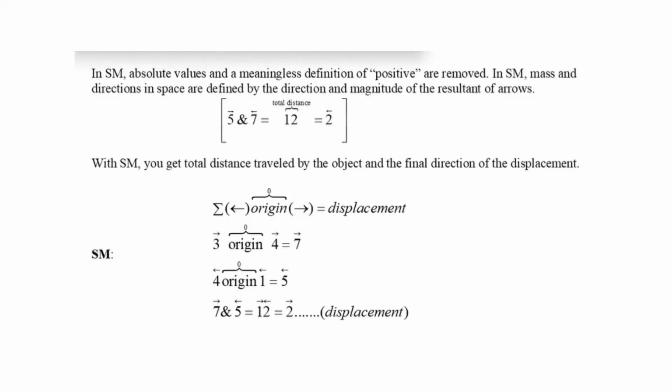A 3 in that direction and a 4 in that direction is a 7 in that direction. A 4 in this direction and a 1 in this direction is a 5 in this direction. A 7 in that direction and a 5 in this direction is a total distance of 12 with a displacement of 2 in that direction.